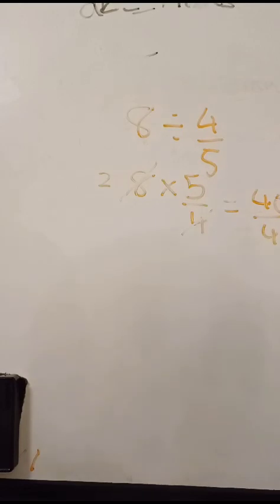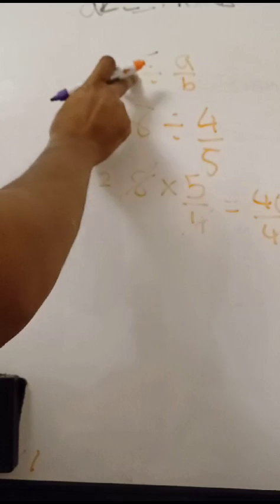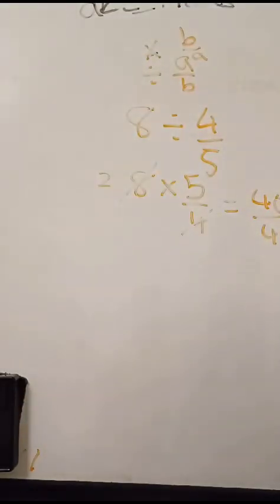So what we want to conclude here: every number divided by a fraction, by a over b, we change the division sign into multiplication, and then we swap the a and b. That will be b over a. This is the general rule that we want to conclude here.